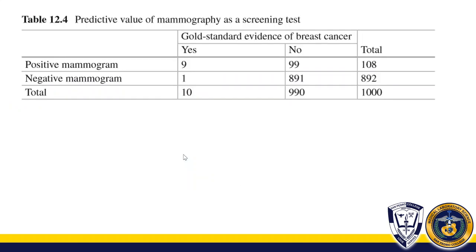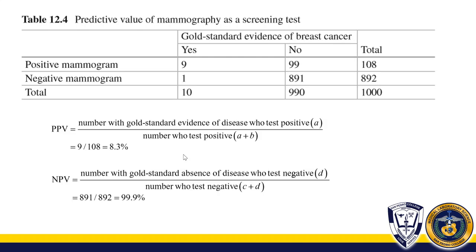So this is just another example as to computing for your PPV and computing for your NPV. This is an example of the predictive value of mammography as a screening test to know if an individual has breast cancer.